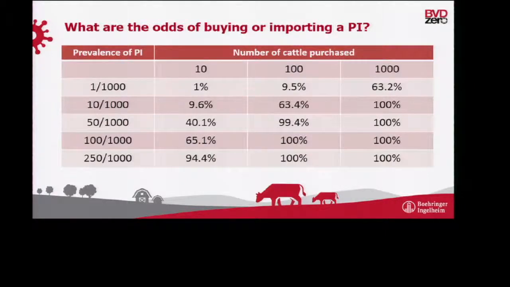And then what are the odds of buying or importing a PI? Sometimes people get a little unimpressed when they say, well, we have an incidence of PI that's less than 1%, so that's only 1 in 1,000. Well, remember, that animal's also shedding all the time, so it's not like they're ever going to get any better. So however low your PI rate is, it's always better if it were 0.